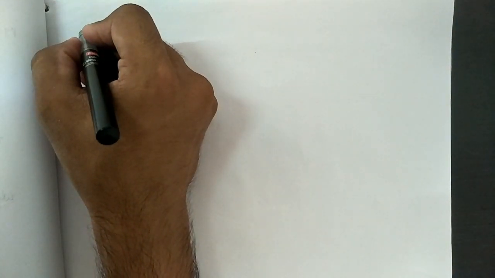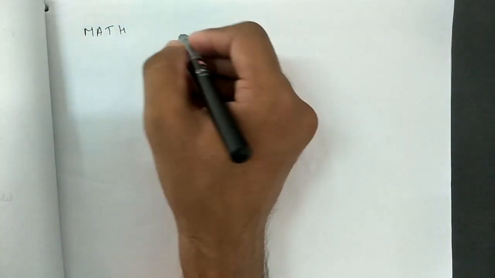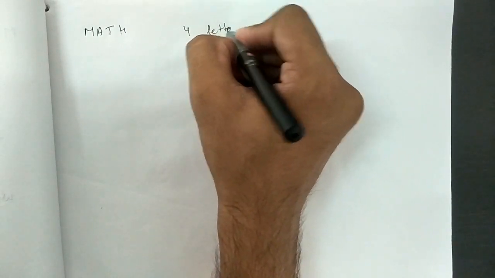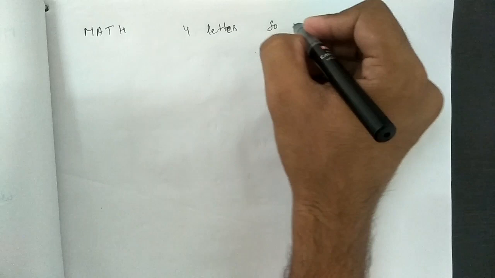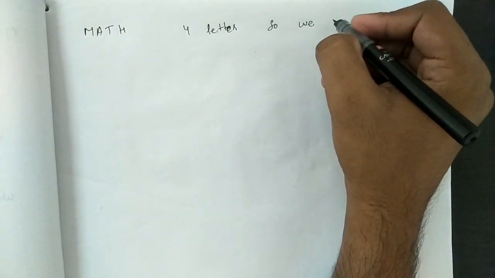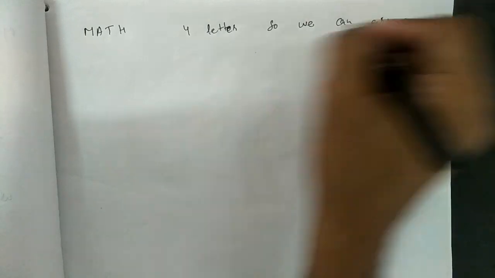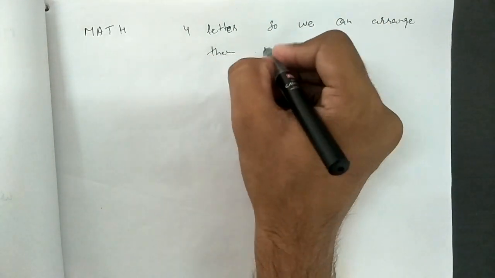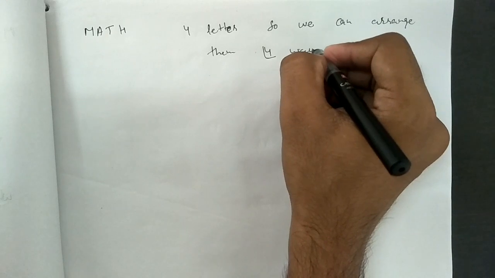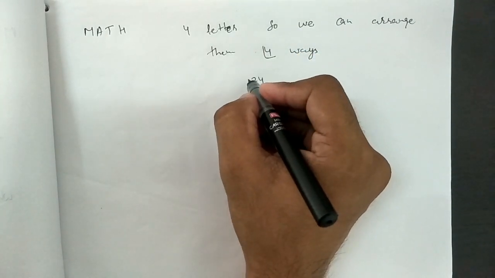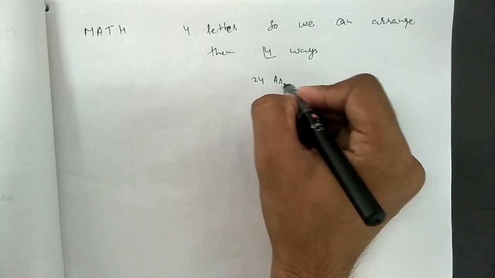Now if I ask you how we can arrange all the letters present in the word MATH. There are 4 letters present in this word, so we can arrange them in factorial 4 ways. It means we have 24 arrangements.